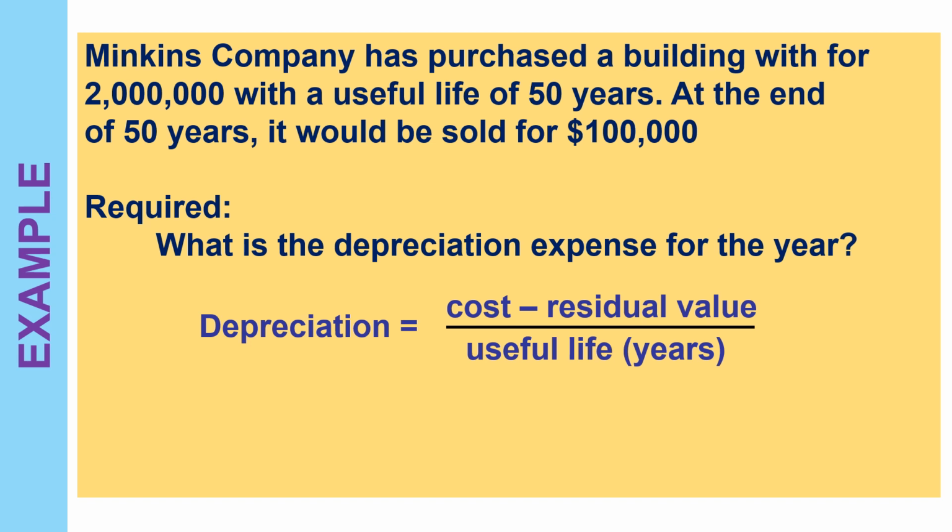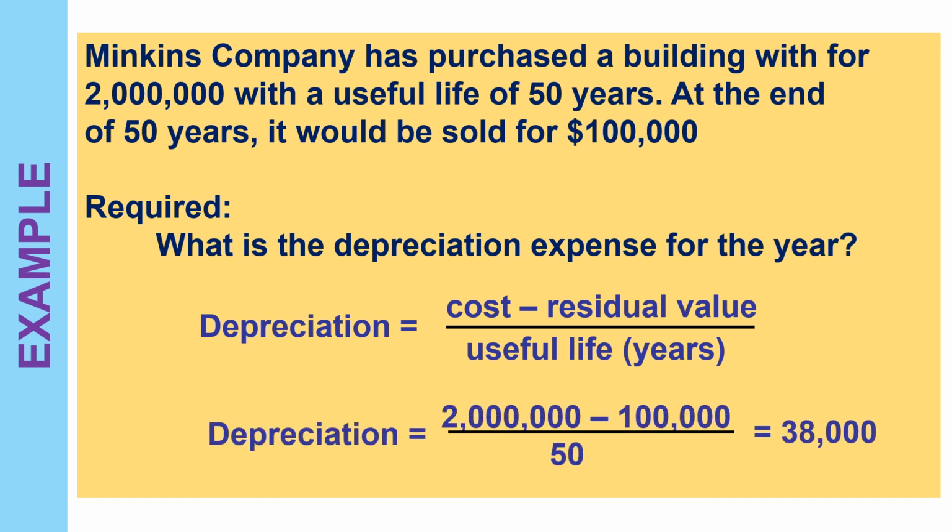The cost of this building is 2 million. The residual value is 100,000. We will divide that by 50 years. This will give us depreciation of $38,000. So the usage, since the building is used, that becomes an expense. We call that depreciation, and it will be $38,000 of expense every year.